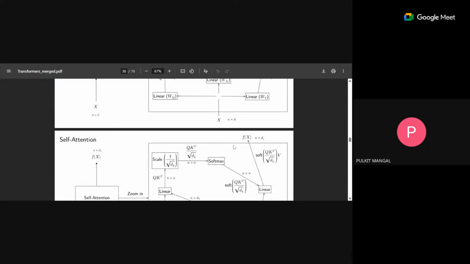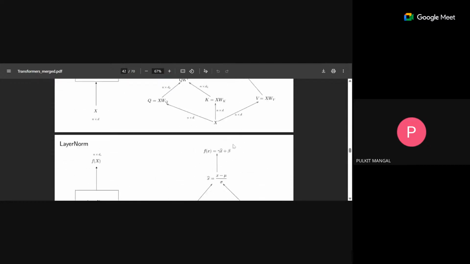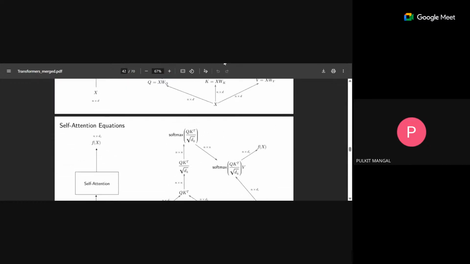So the final part is the feed forward neural network that we can see now. Before that, any doubts so far?